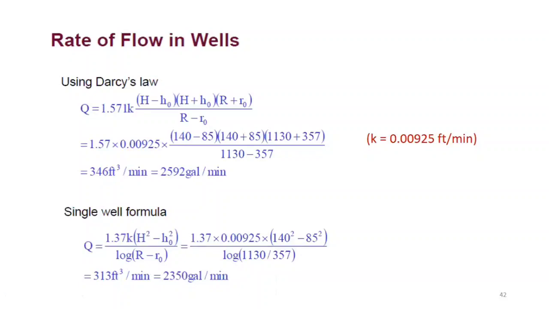So if you use a single well formula, you can see all the variables in the equation. So the answer you get, I'm sorry, these are log values, you can use it minus or divided by the same thing. So you will get the answer as about 2,350 gallons per minute.